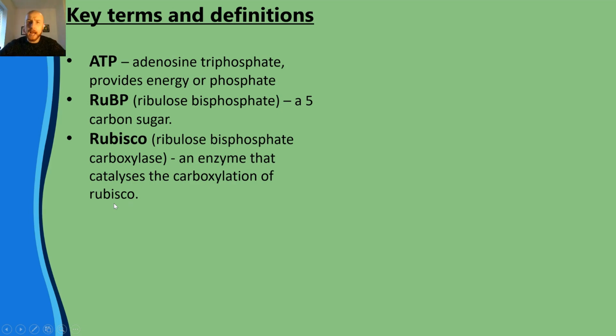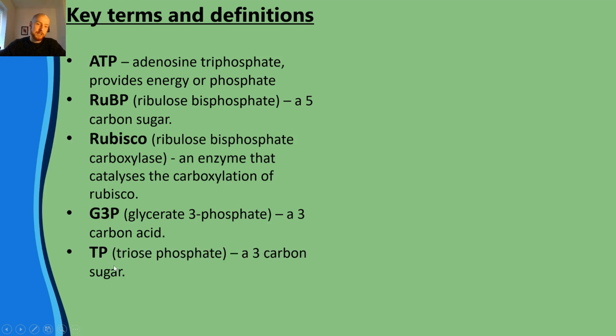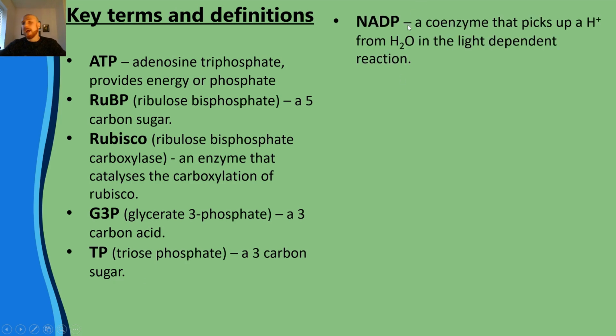Now, I'm throwing a lot of technical terms at you here. What does carboxylation mean? Well, carboxy means carbon and oxygen. So it basically means adding carbon and oxygen to RUBP. Carboxylation, adding carbon dioxide. G3P next of all, that stands for glycerate-3-phosphate, but G3P is fine for the exams. And that's basically a 3-carbon acid. We've got TP, which is triose phosphate, which is a 3-carbon sugar.